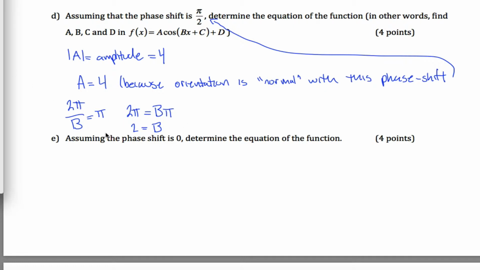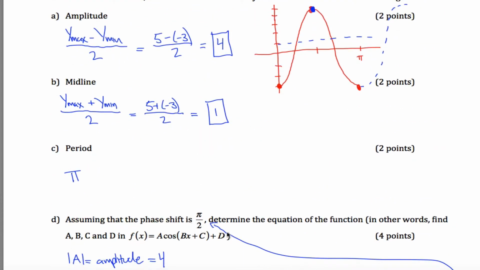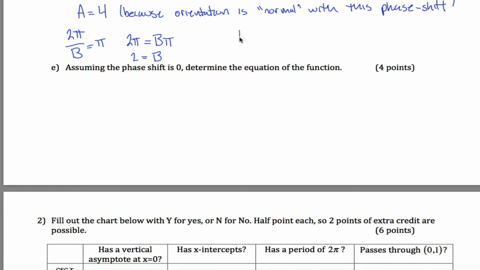It's kind of running together, so maybe I'll move over here somewhere. What about C? Well, C is the phase. C can be found based on the phase shift. So it's stated that the phase shift is pi over 2. So I get that pi over 2 is equal to -c over b. The phase shift is always equal to -c over b.